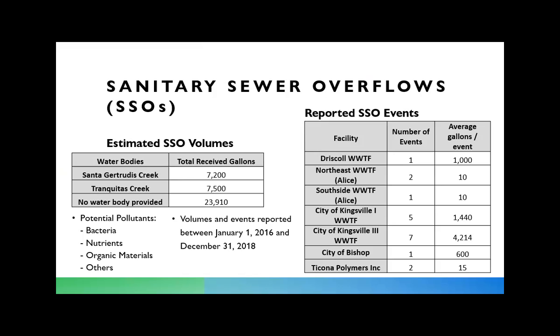over here on the left side. And then these are the events and the average discharge estimated for each of those events. So obviously this is a point source of pollution that occurs within the watershed and that we look to address within the plan.